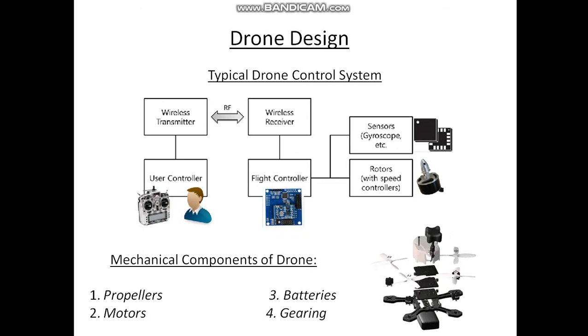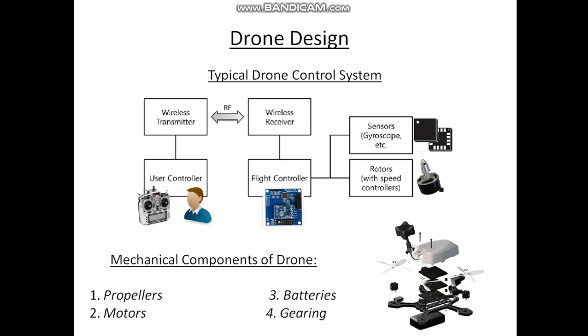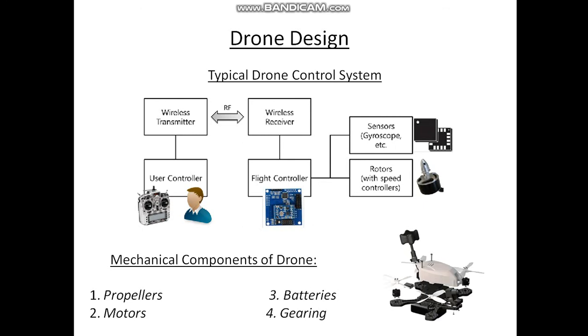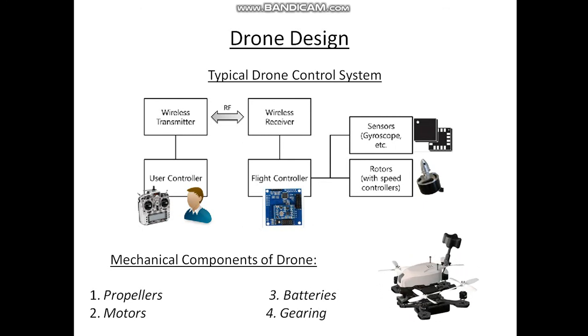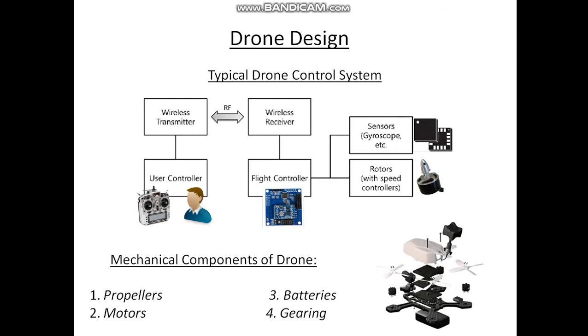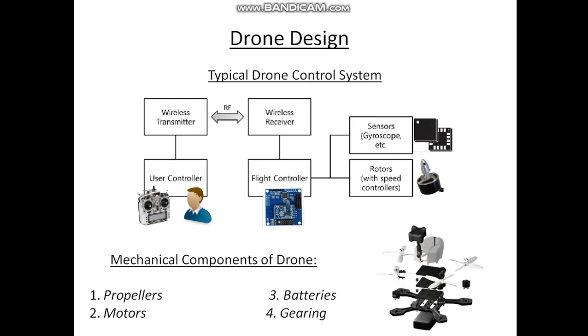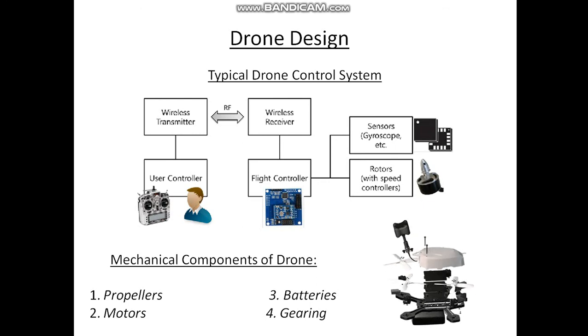As shown in the block diagram, the user controller sends a signal to the wireless transmitter, which transmits the signal to the wireless receiver. The data is then passed on to the flight controller, which in turn controls all the motors, sensors, and gyroscope. There are also some crucial mechanical components in a drone.